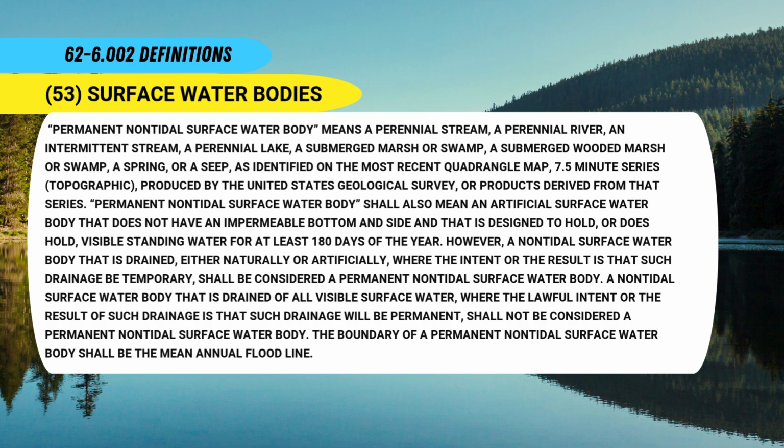days of the year. However, a non-tidal surface water body that is drained, either naturally or artificially, where the intent or the result is that such drainage be temporary, shall be considered a permanent non-tidal surface water body. A non-tidal surface water body that is drained of all visible surface water, where the lawful intent or the result of such drainage is that such drainage will be permanent, shall not be considered a permanent non-tidal surface water body. The boundary of a permanent non-tidal surface water body shall be the mean annual floodline.